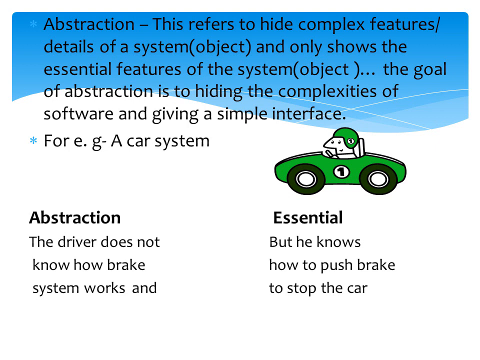In a car system, the complex features like fuel burning and piston moving are hidden from the user, whereas the essential features like accelerator, brake and clutch are provided to the user. Again, abstraction means to hide the complex features of a system and to provide the essential features of a system to the user.